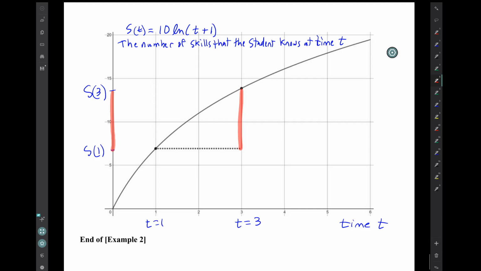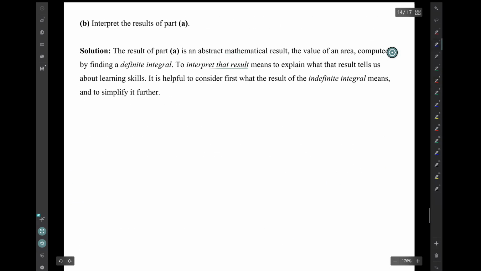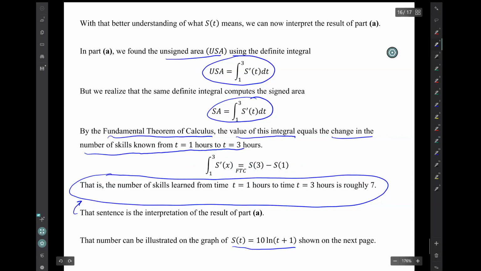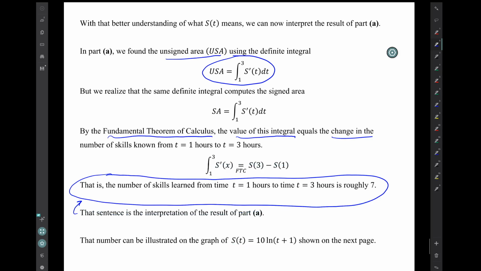So let's go back and look one more time at our result of question B. Question B was to interpret the results of part A, and our result was this circled sentence: the number of skills learned from time t equals 1 hour to time t equals 3 hours is roughly 7. That's the interpretation of that abstract result. The abstract result was that the area is roughly 7. The interpretation of that result is that the student learns roughly 7 skills during the time interval from 1 to 3 hours.